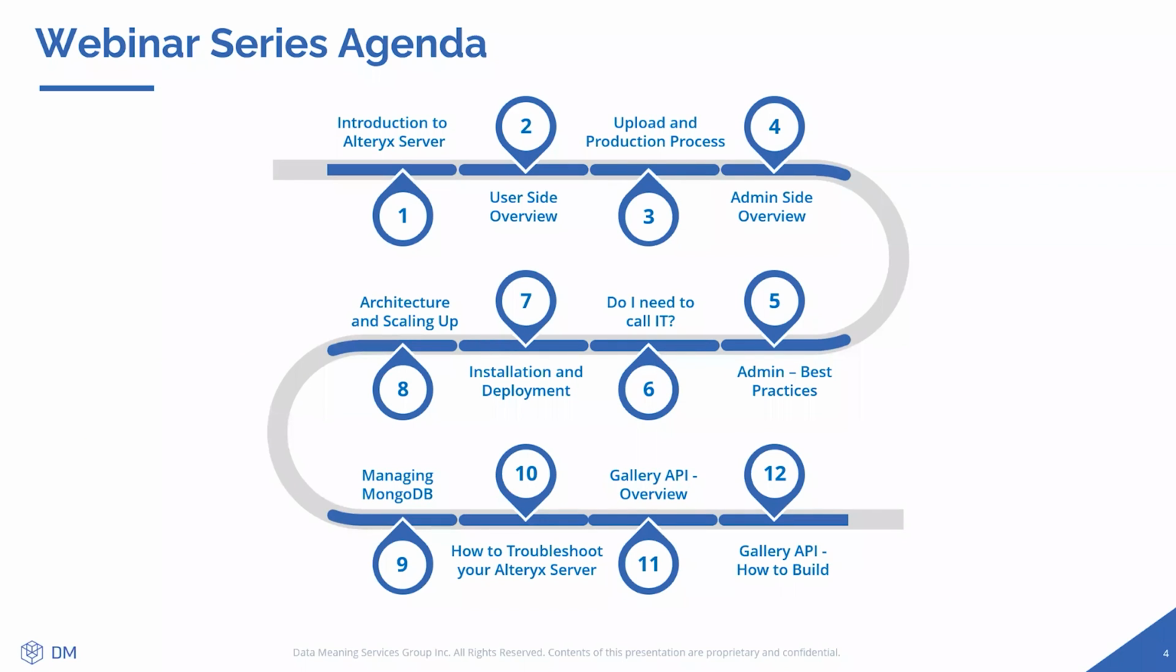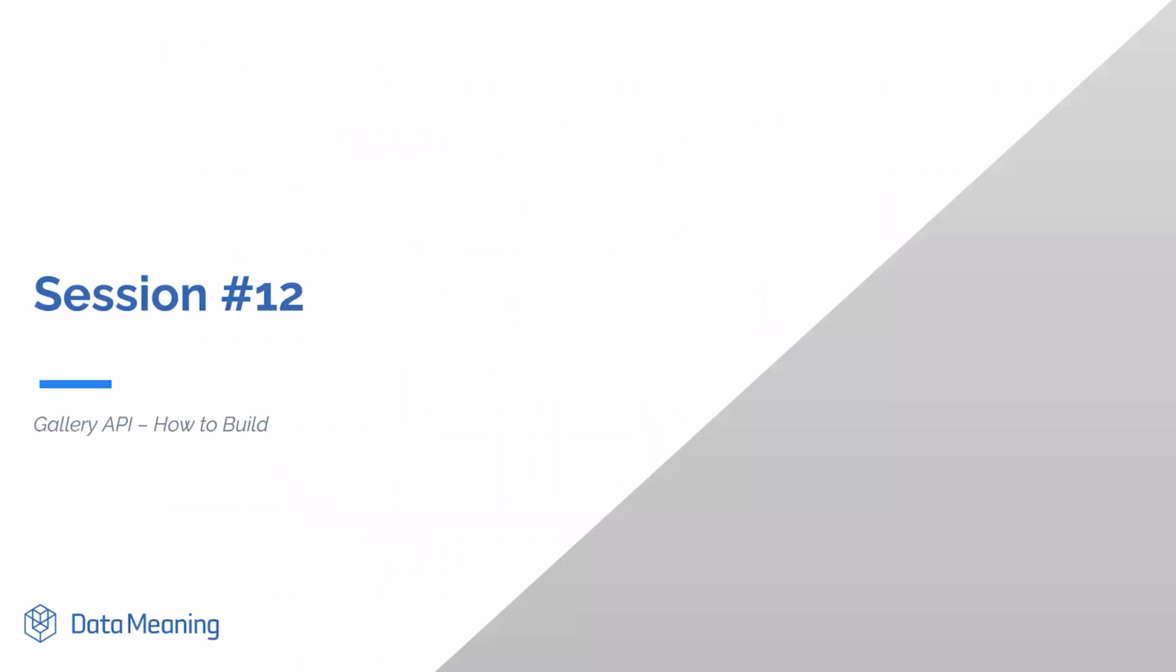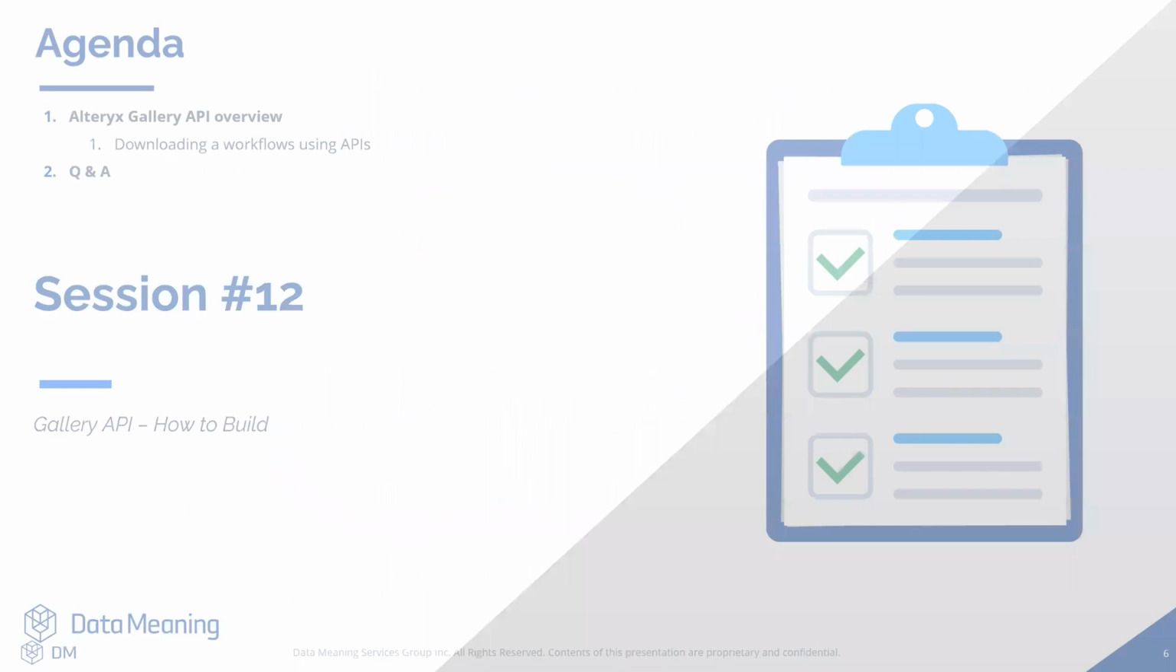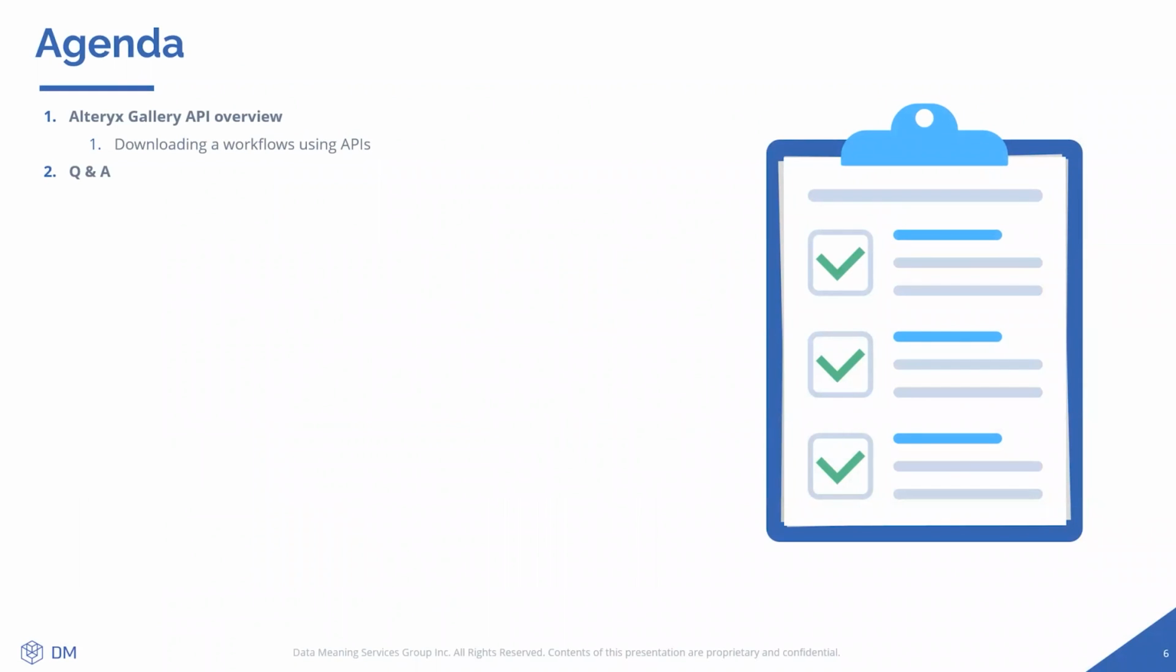This has been our roadmap. Today is session number 12, all the way to the end, and it is going to be about how to build an API call. It's a continuation from the last session. Session 12, Gallery API, how to build: the agenda is quite simple. We are going to create a workflow that will trigger Gallery API calls to download workflows from the server. That's pretty much what we're going to do here today. Then I can open at the end for some Q&A.